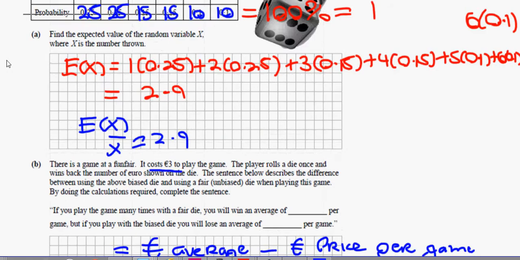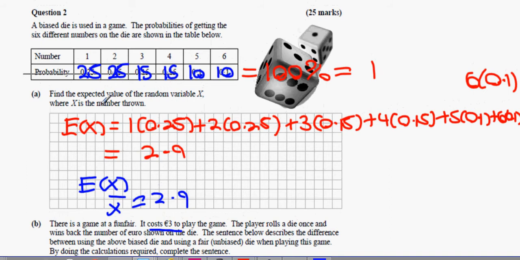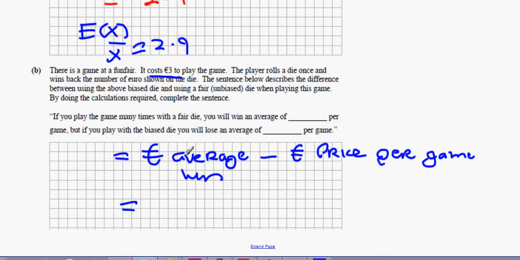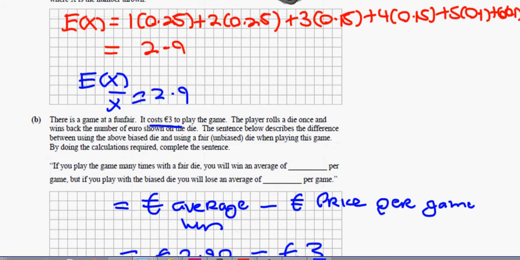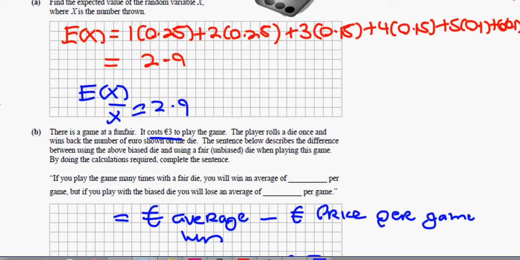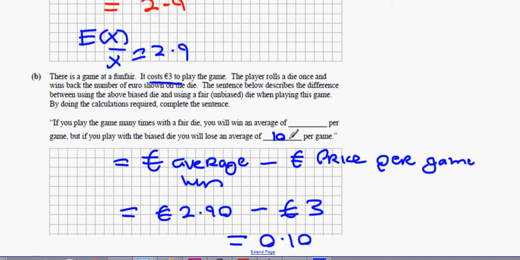So on the biased die, which is this one here. If this wasn't biased, they'd all have the same number. It'd be 100 divided by 6, which would be around 16.67%, not 25%. So this here is the biased die. For the biased die, the average win is going to be €2.90, or the expected value is €2.90, and we're going to take away €3, because that's the price per game. What happens there is we get minus 10 cents, so we're going to be losing 10 cents per game.